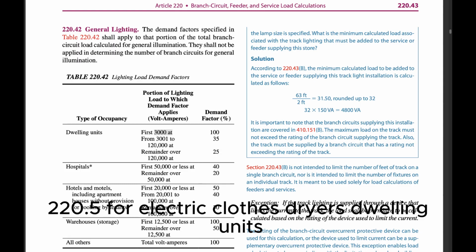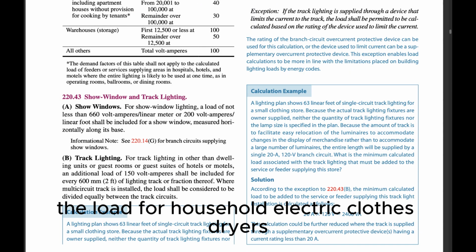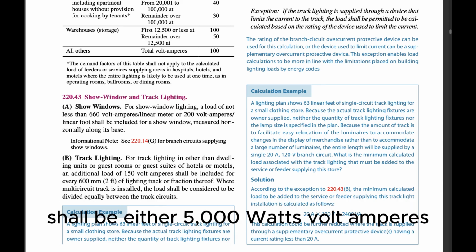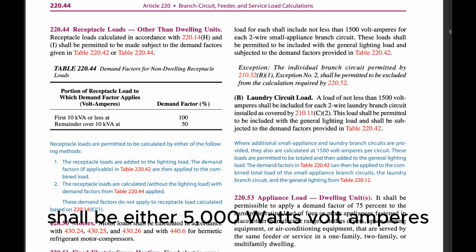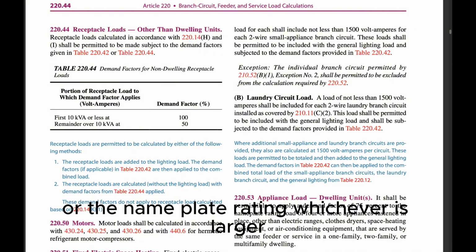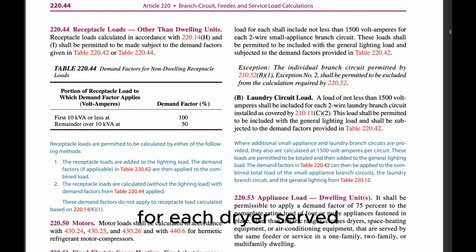220.54 Electric clothes dryers, dwelling unit(s). The load for household electric clothes dryers in a dwelling unit(s) shall be either 5,000 watts (volt-amperes) or the nameplate rating, whichever is larger, for each dryer served.